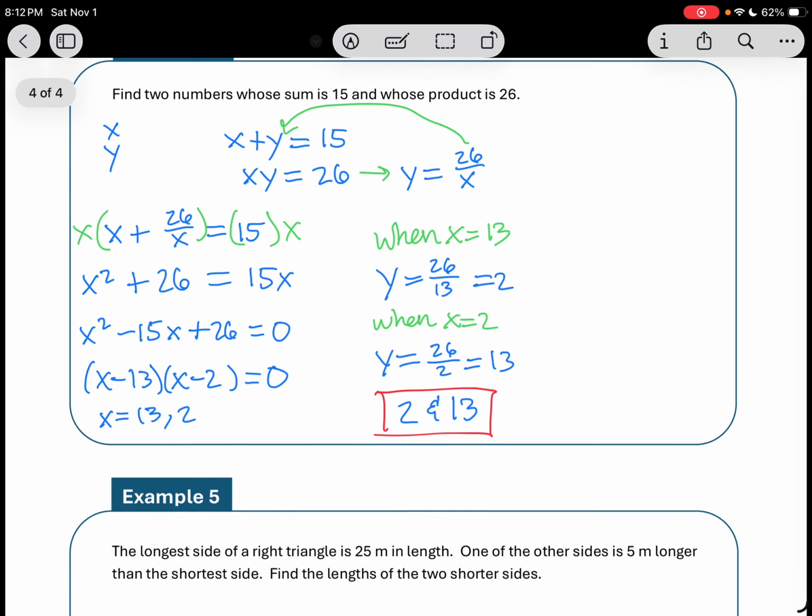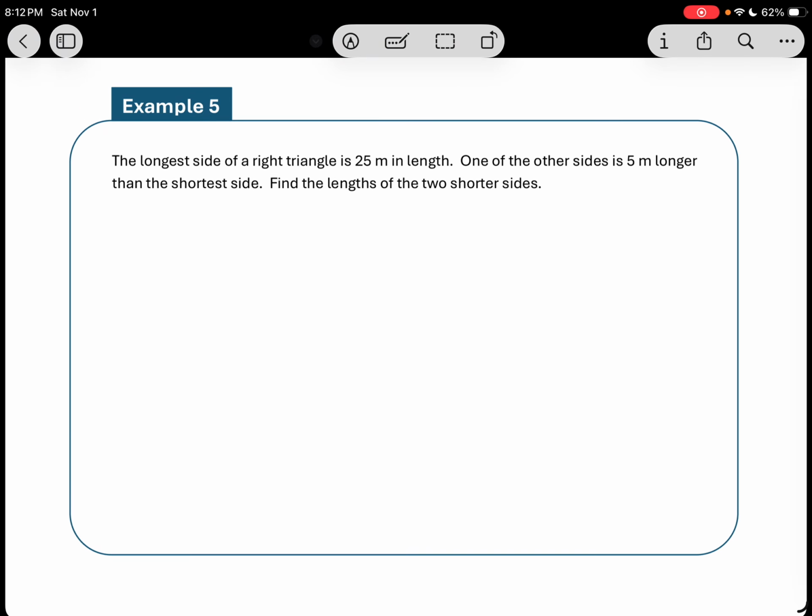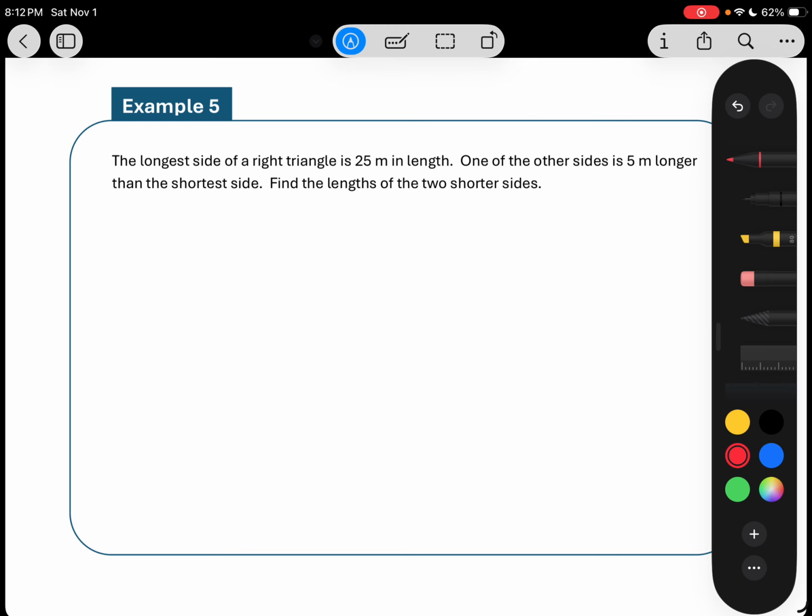Okay, let's go ahead and take a look at the last problem, example 5. It says the longest side of a right triangle is 25 meters in length. One of the other sides is 5 meters longer than the shortest side. Find the lengths of the two shorter sides. Okay, let's go ahead and draw a diagram here. So it says the longest side of a right triangle is 25 meters.